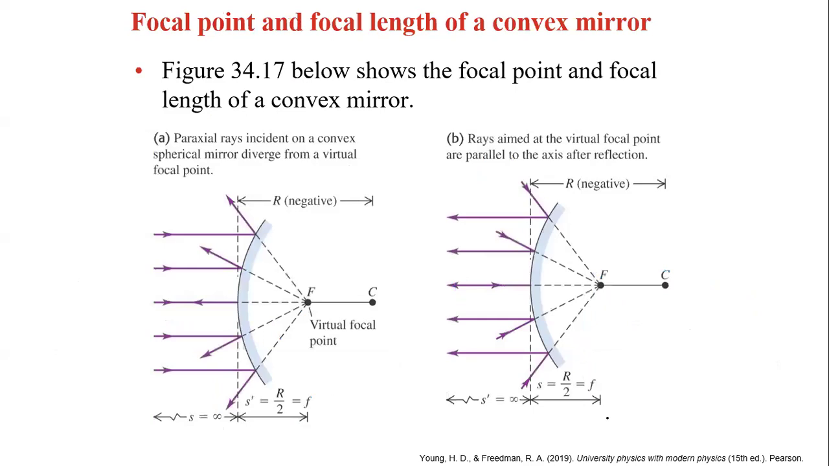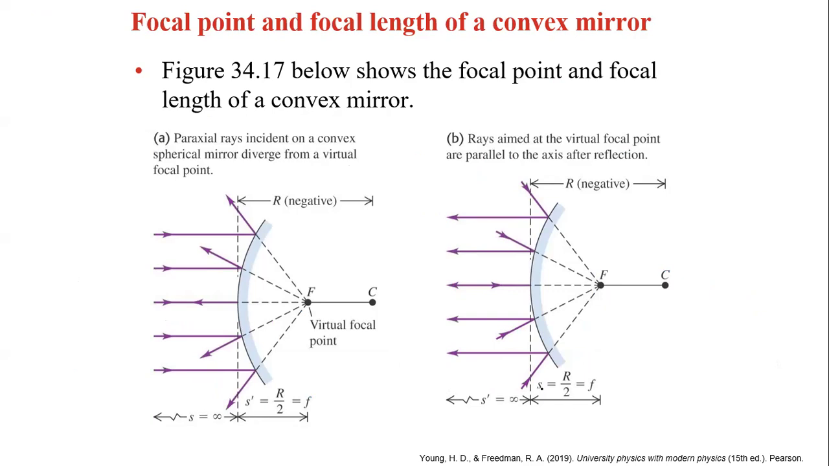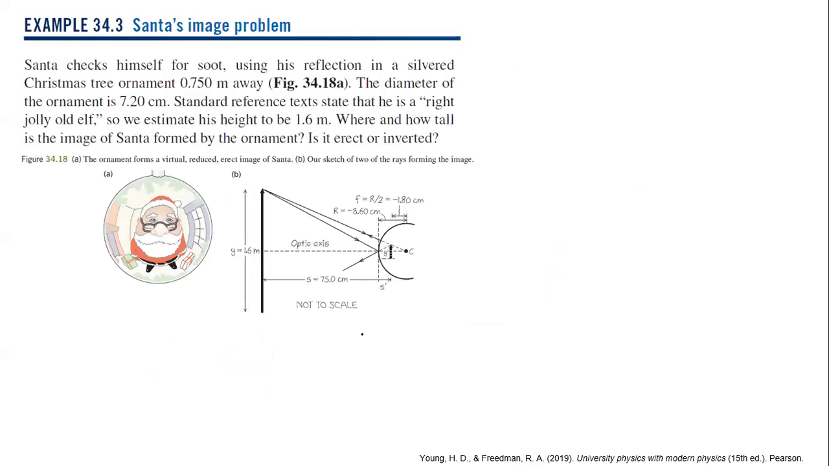So let's apply this one into the example. Again, if the object is located at the focal length or the focus, then s prime is located at infinity. Okay, you can derive that using this one. So if the object is located at F, we can expect that the image is located at infinity also. So let's apply this to a problem.